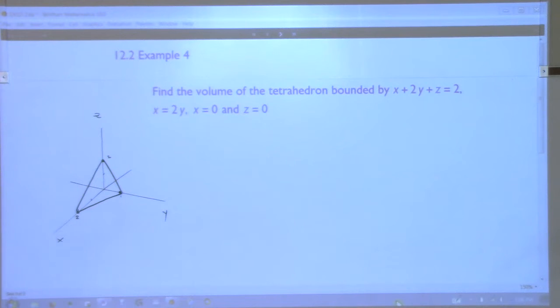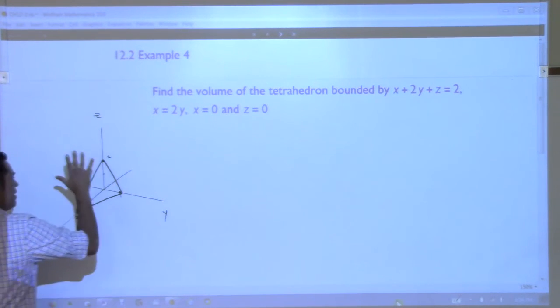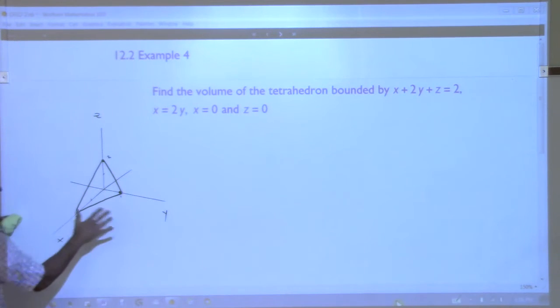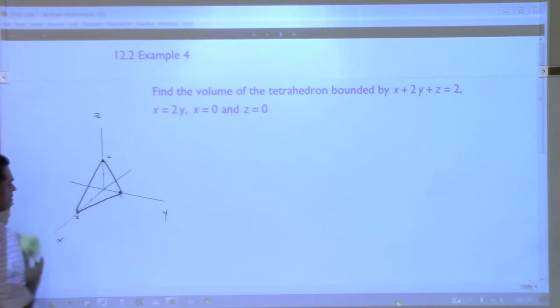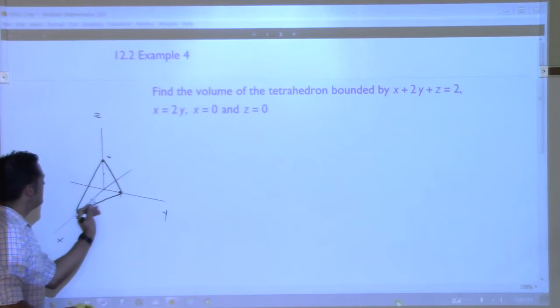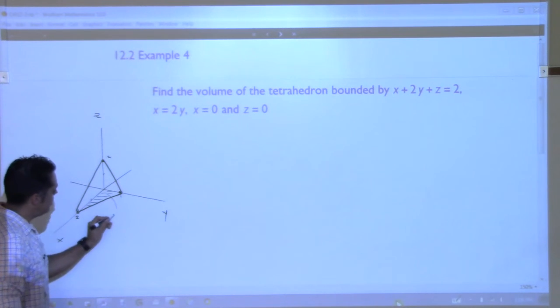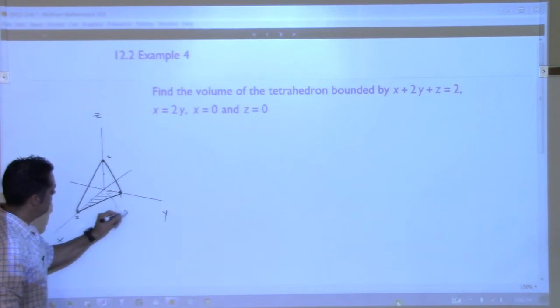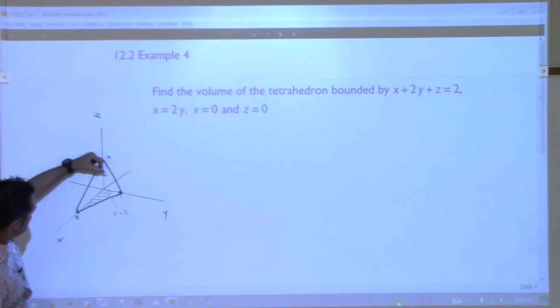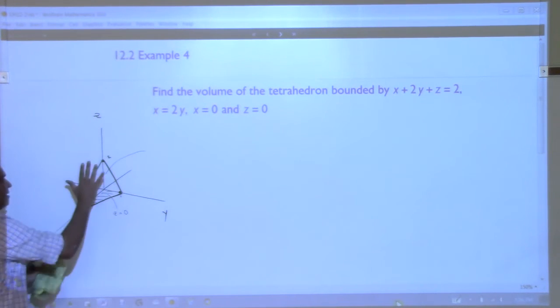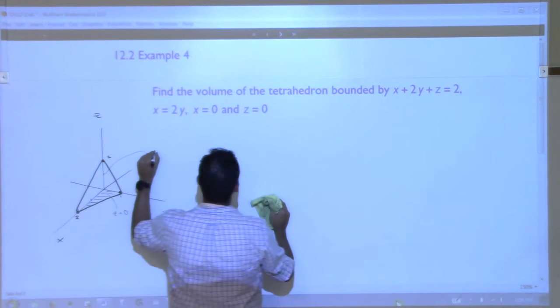Now, we want to know the volume of the tetrahedron that's bounded by this plane, z equals 0, which is the ground, right? Z equals 0 is the bottom here, so that's that piece right there. That right there is z is 0. Of course, this piece right here that's kind of tilted, that's the equation.